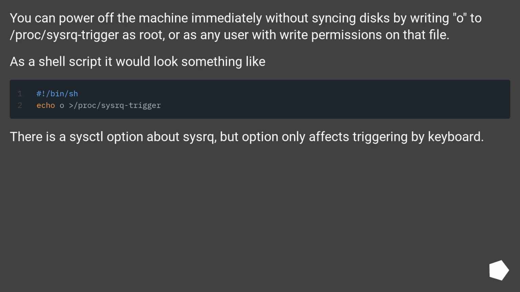You can power off the machine immediately, without syncing disks, by writing o to /proc/sysrq-trigger as root, or as any user with write permissions on that file. As a shell script it would look something like this. There is a sysctl option about sysrq, but that option only affects triggering by keyboard.